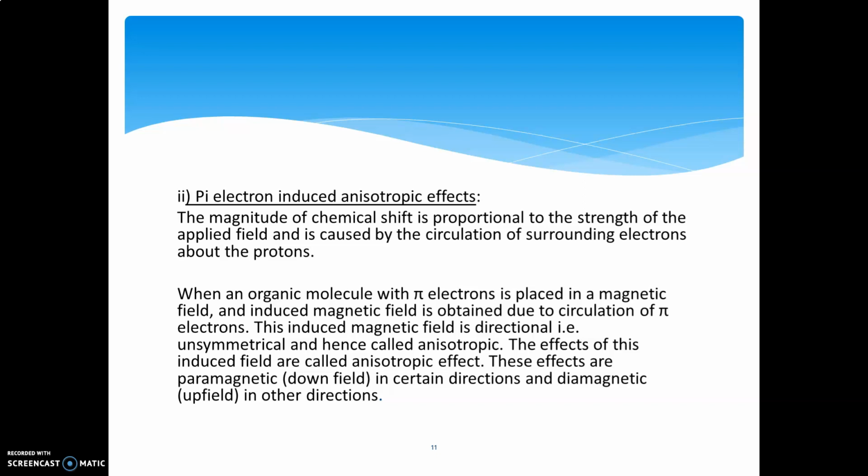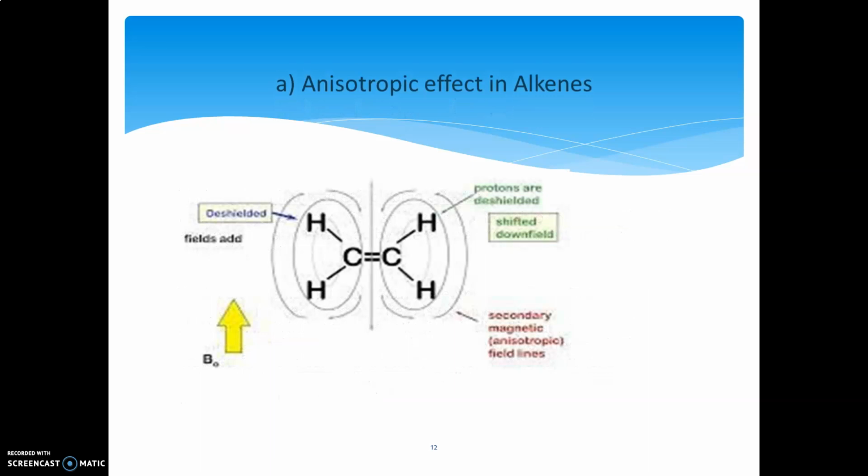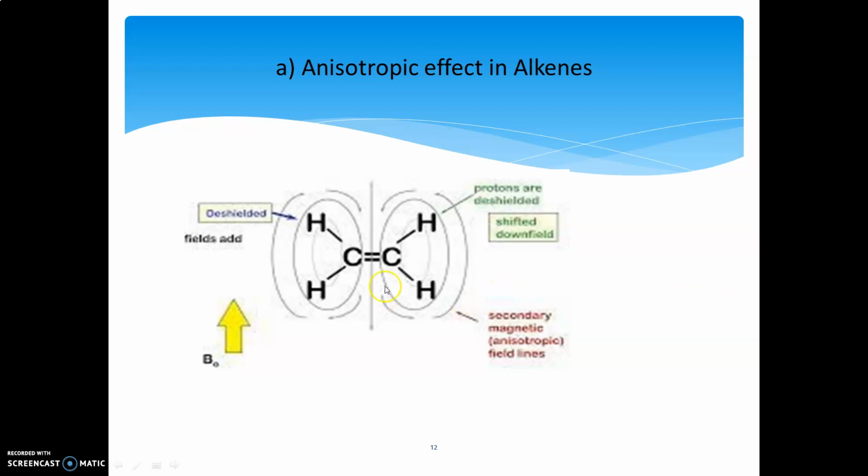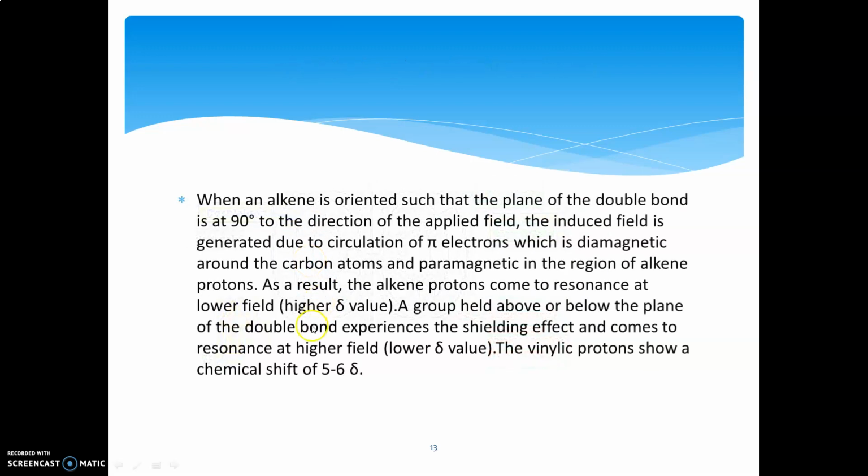These effects are paramagnetic in certain directions and diamagnetic in other directions. Anisotropic effect in alkenes. So in alkene, the induced magnetic field will be generated in this direction, which is parallel to the applied magnetic field in the region of these protons. So these protons are deshielded and delta will be more for this. These are called deshielded protons. So delta will be 5.5 to 6 ppm.